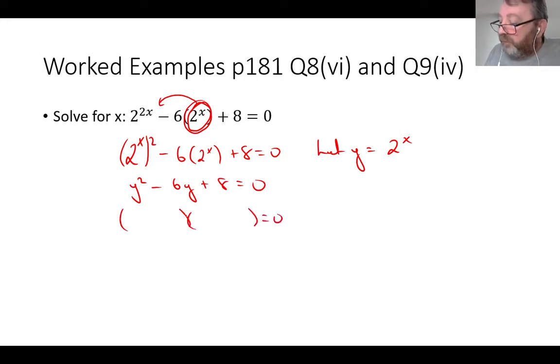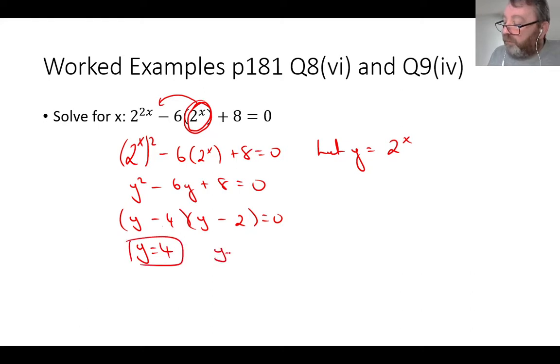Open your brackets. y squared is y by y. Factors of 8 that add to 6 are 4 and 2. And I want them to add to minus 6. So minus 4, minus 2. So y is equal to 4 and y is equal to 2. However, it's not y we're looking for. We're looking for x, solve for x.